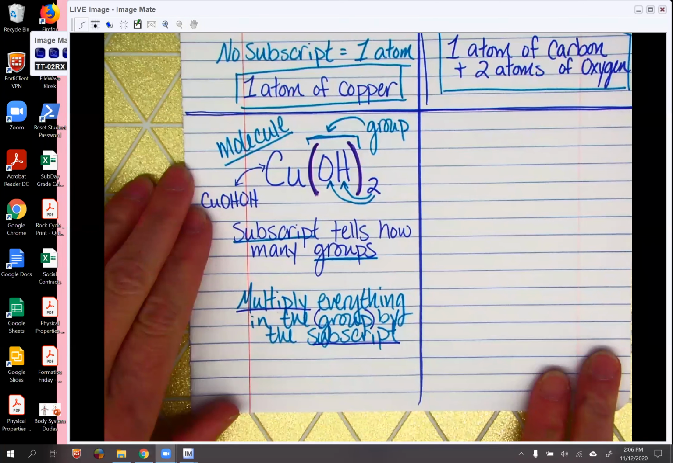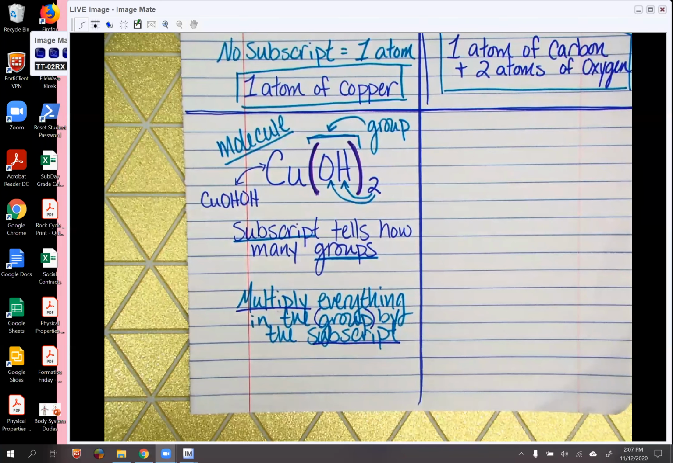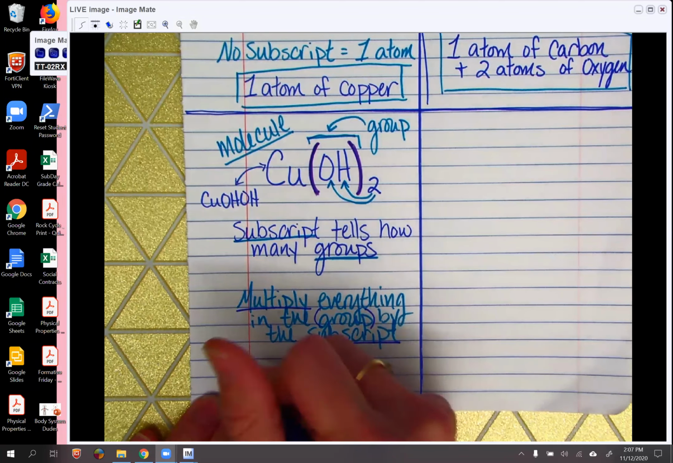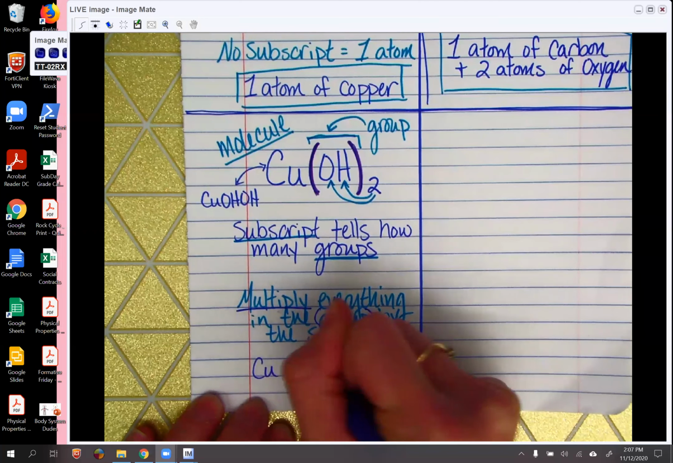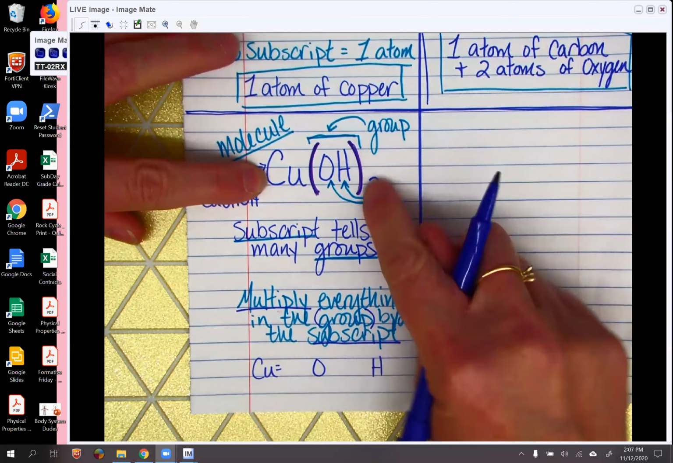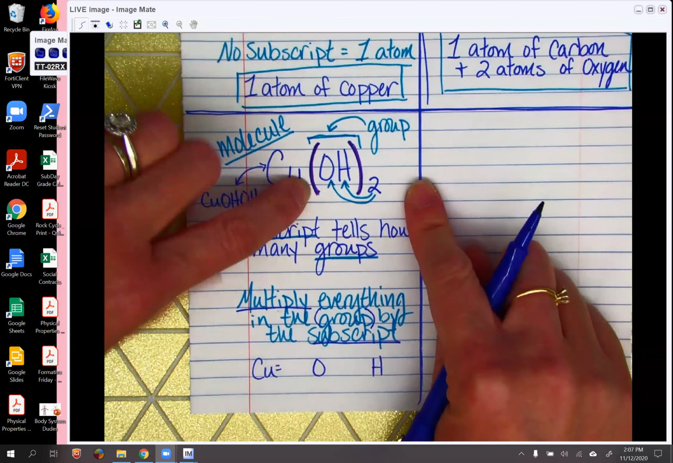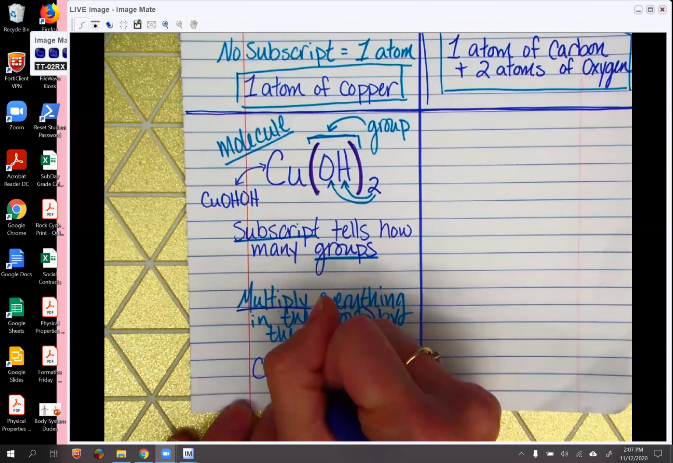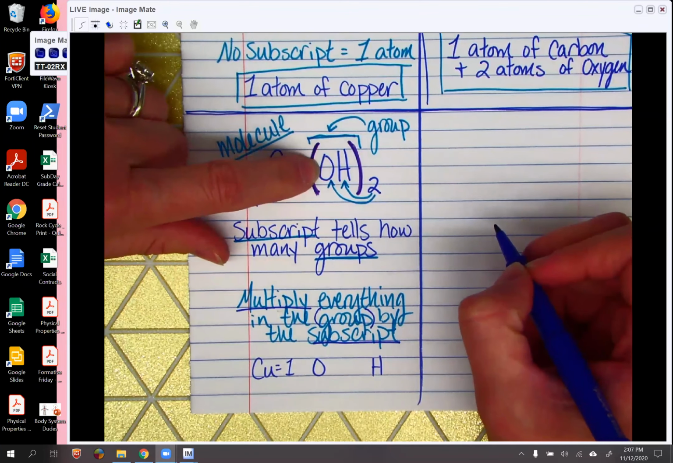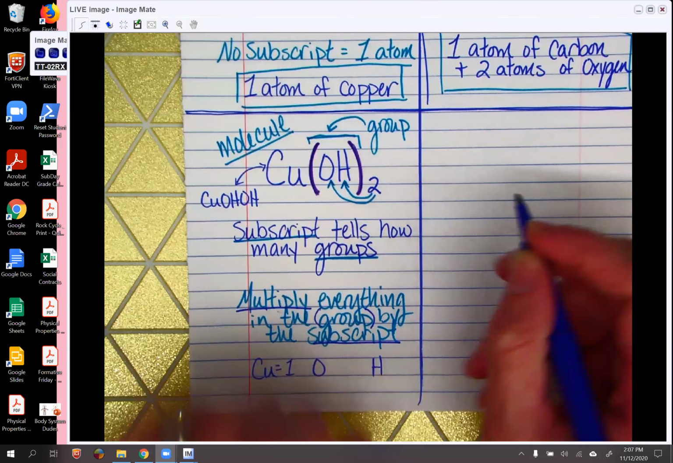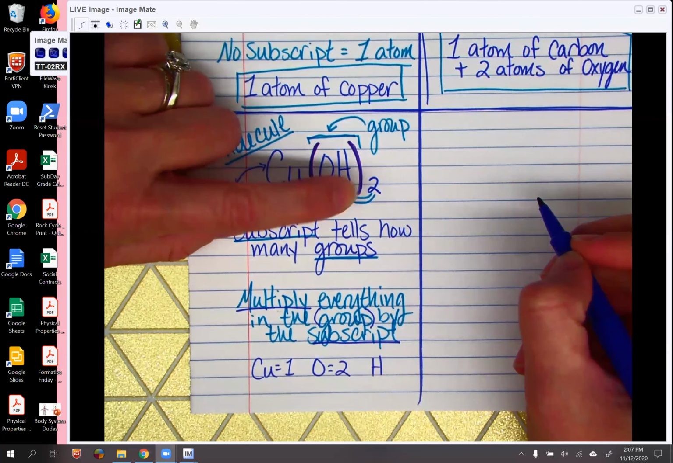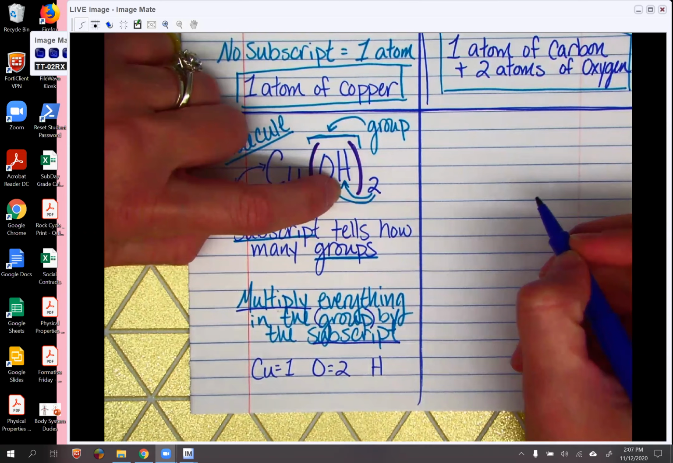So for this particular example, we have 3 different types of atoms. We have copper, oxygen, and hydrogen. The copper is outside the group and has no subscript, so we know it's 1 atom of copper. The oxygen is inside the group. So we have 1 oxygen in each group and 2 groups. 1 times 2 is 2. In the group, we have 1 hydrogen and 2 groups. So 2 groups, 1 is 2.